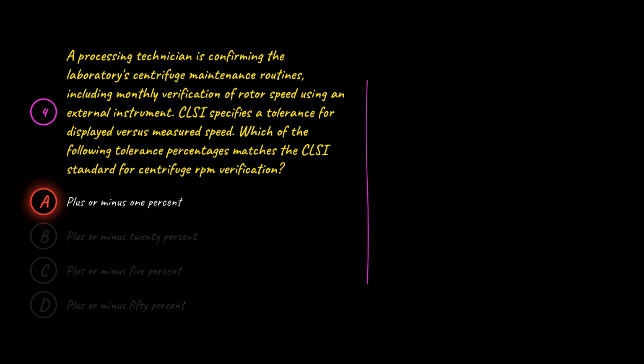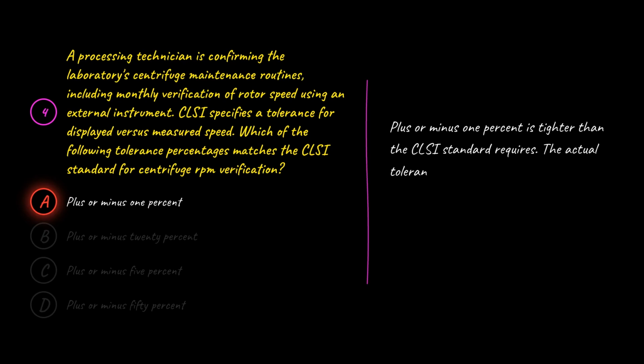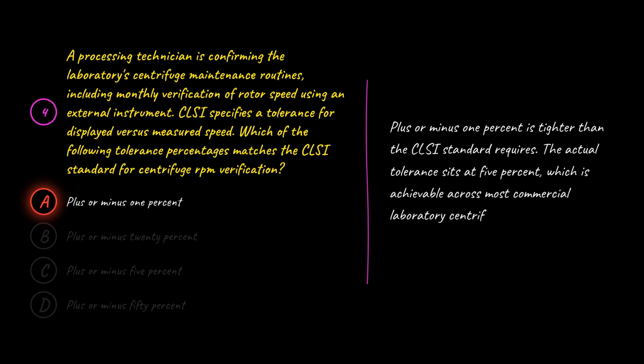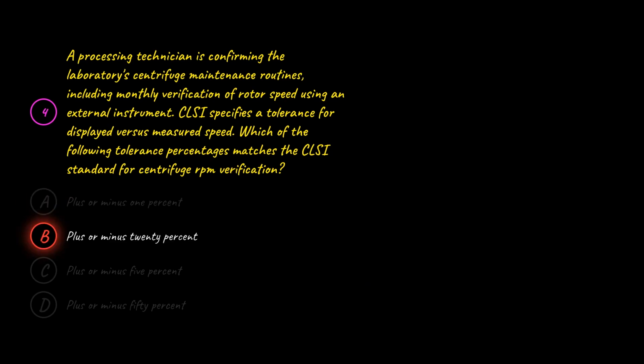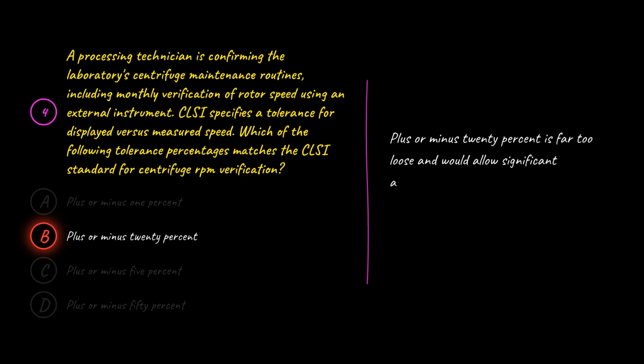A is wrong because plus or minus 1% is tighter than the CLSI standard requires. The actual tolerance sits at 5%, which is achievable across most commercial laboratory centrifuges and routine maintenance. B is wrong because plus or minus 20% is far too loose and would allow significant analytical variation.